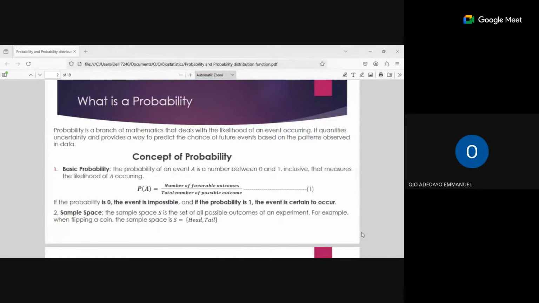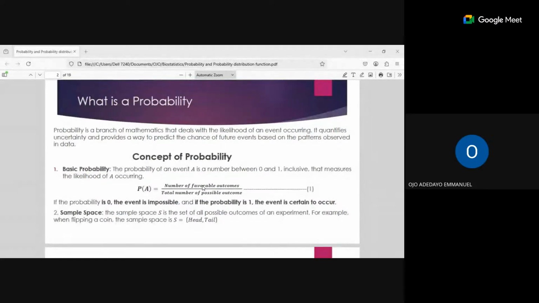And I want us to understand something: anytime we are using probability, we measure what we call uncertainty, something that we are not sure is going to happen, but we know that there is likelihood that it is going to happen. So anytime you are basing your assumption on something that is not really certain, then we make use of probability.